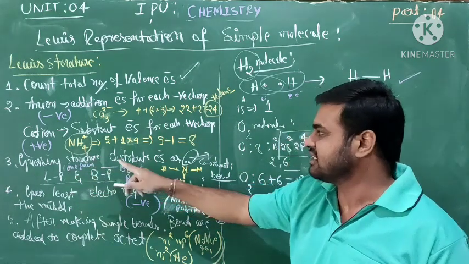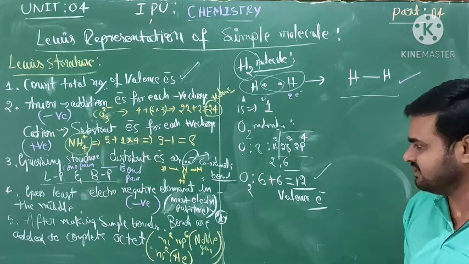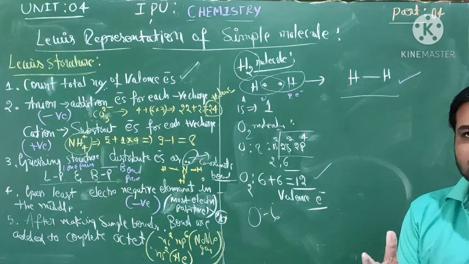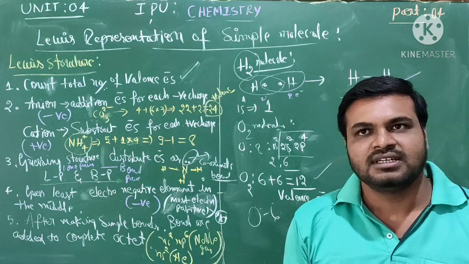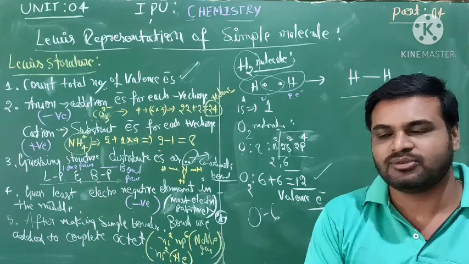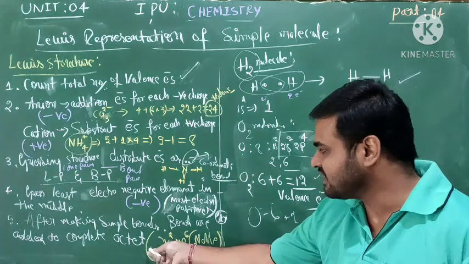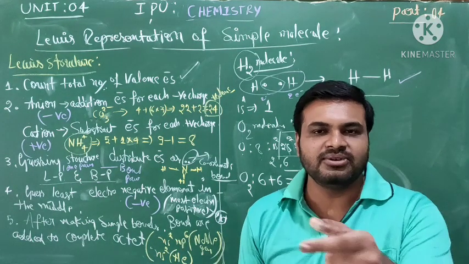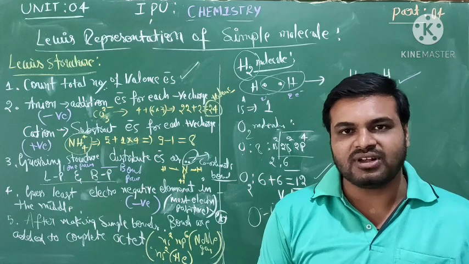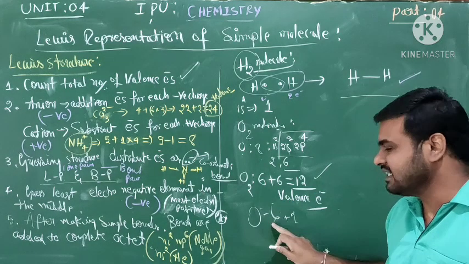The next point is guessing the structure, the distribution of electrons as lone pairs or bond pairs. Just imagine, one oxygen has 6 valence electrons. You need an extra 2 electrons to get the octet rule. So the bonding nature is only 2. It means the oxygen shares 2 electrons with the other atom to complete the octet.